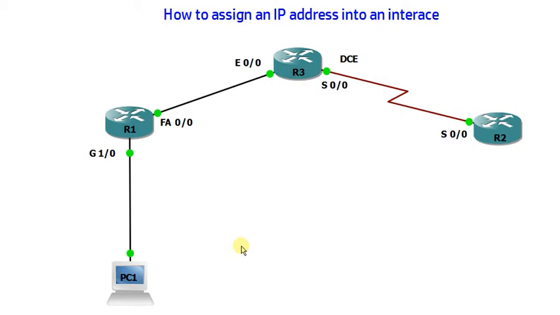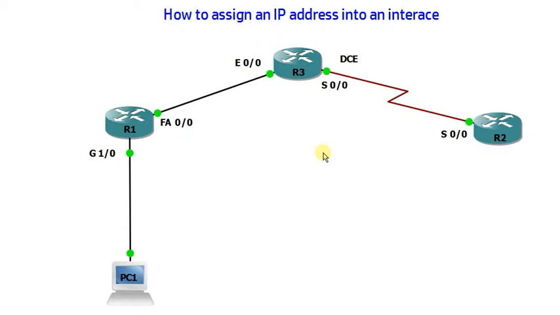Guys, in this video I'm gonna show you how to assign an IP address to an interface. As you can see, I have different interfaces. I have a gigabit Ethernet in R1, and I also have a fast Ethernet, and I have an Ethernet interface, which is a very old type of Ethernet connection, and I have a serial connection, which we are using in the lab environment in the future. So the first thing I'm gonna do is show you how to assign an IP address.